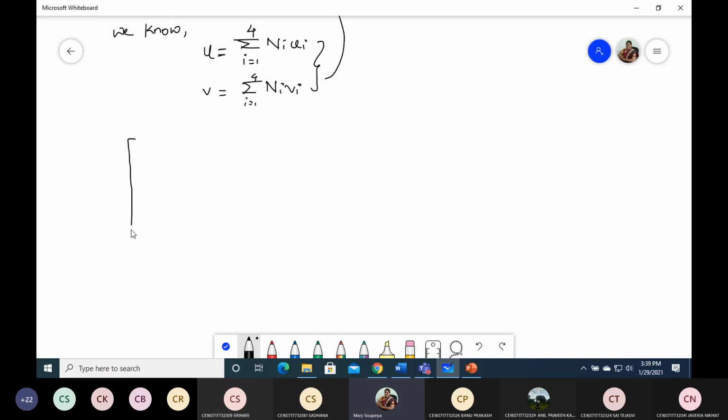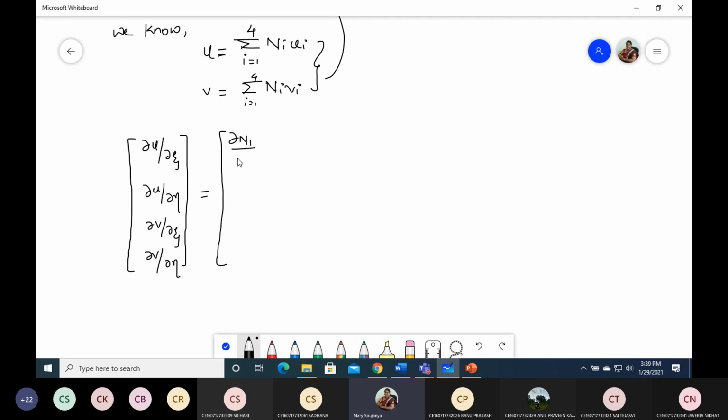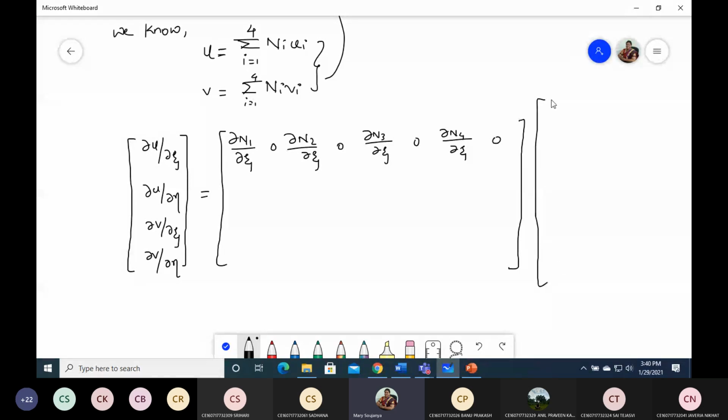What is this going to become? First we'll try for dou u by dou xi, dou u by dou eta, dou v by dou xi, dou v by dou eta, which will be equal to dou n1 by dou xi 0, dou n2 by dou xi 0, dou n3 by dou xi 0, dou n4 by dou xi 0, into u1 v1 u2 v2 u3 v3 u4 v4. Why do we have zeros in the middle? Because in between we are taking u1 v1 u2 v2 u3 v3 u4 v4.